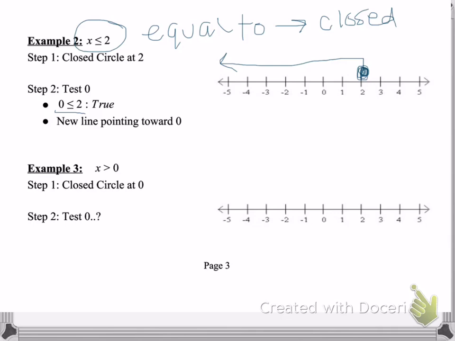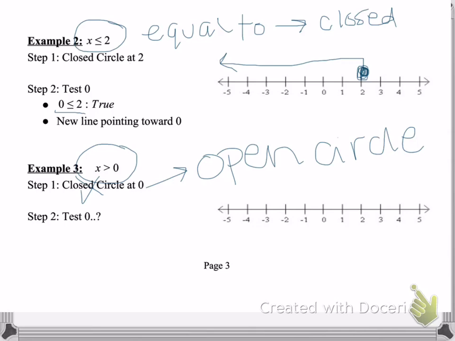Now let's do our third example. We have x is greater than 0. So it says that it's going to be a closed circle at 0. Is that true? No, it's not. It's going to be an open circle because there's no equal to sign. So that was wrong. Hopefully you caught it before I did. So we're going to do an open circle at 0.